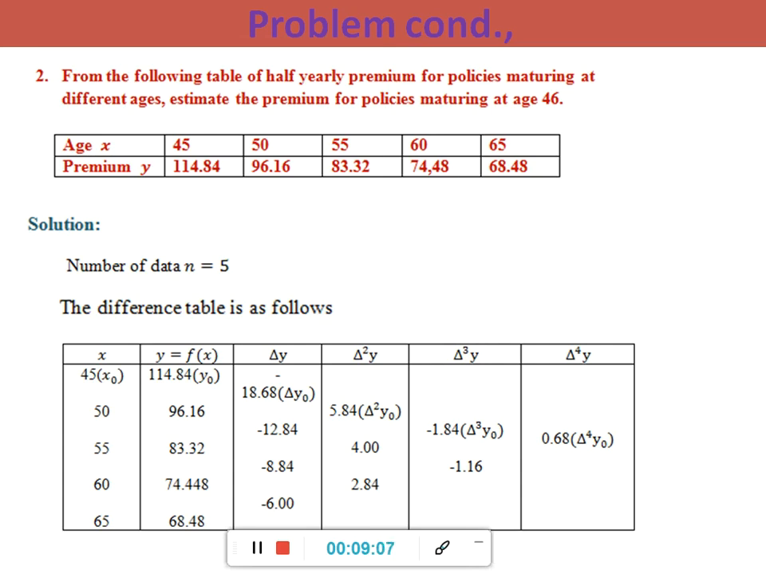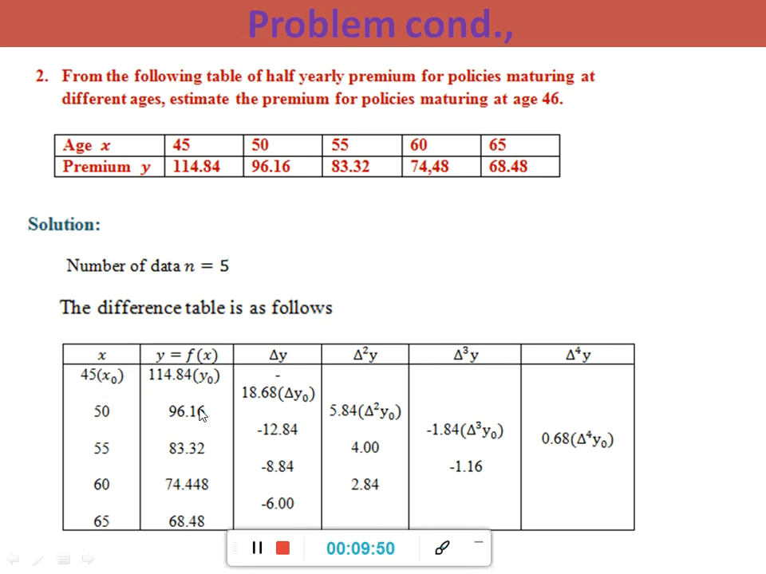First construct the difference table. First list the values of x here, then list the values of y here. Here the first data is x naught, here the first data is y naught. See, here we are going to find the value of y when x equal to 46. 46 is almost closer to the beginning of the table. So if you are going to interpolate a value near the beginning of the table, we can use the Newton forward formula. So this is our x naught, this is our y naught. Now we are going to construct the difference table.